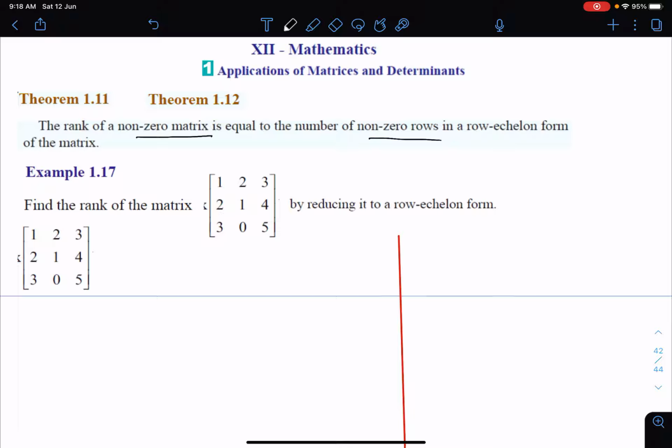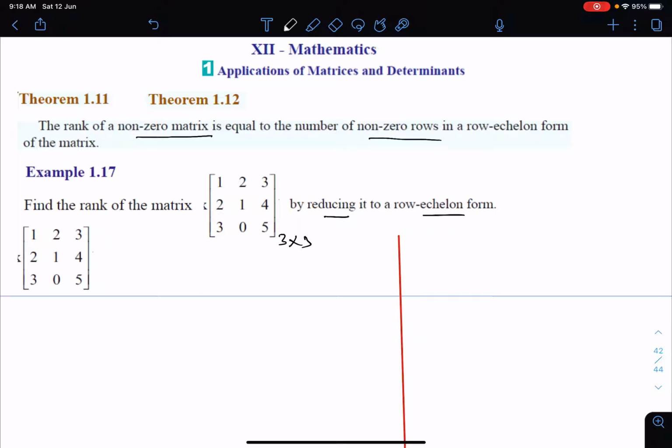What is a non-zero row? If in a row at least one element is present other than 0, it is called a non-zero row. Now from example 1.17 this will be clear. Find the rank of the matrix. Here the order is 3 cross 3, and we reduce it to row echelon form.